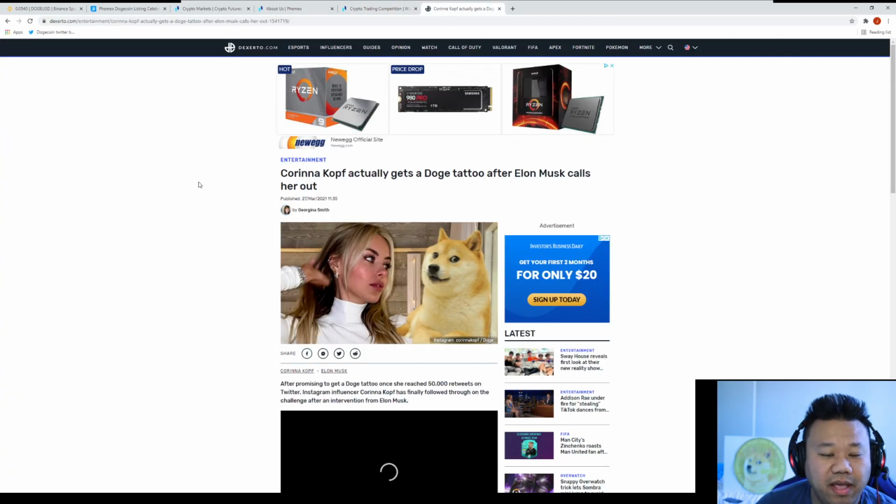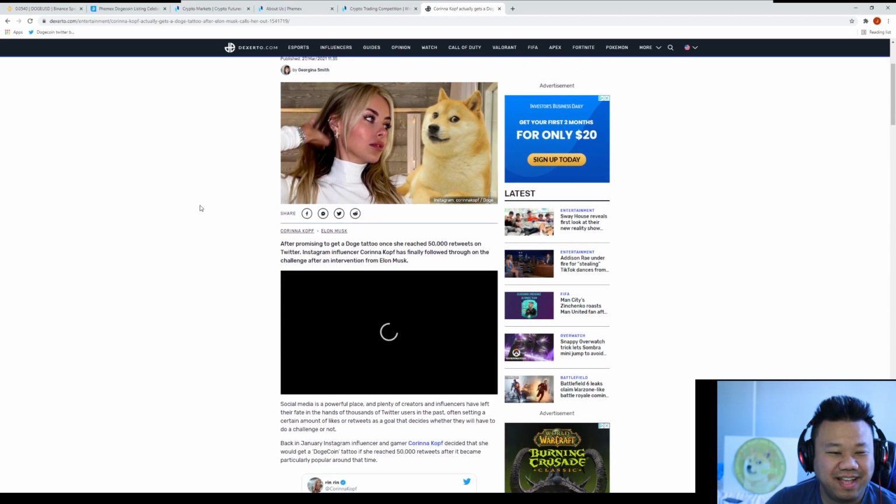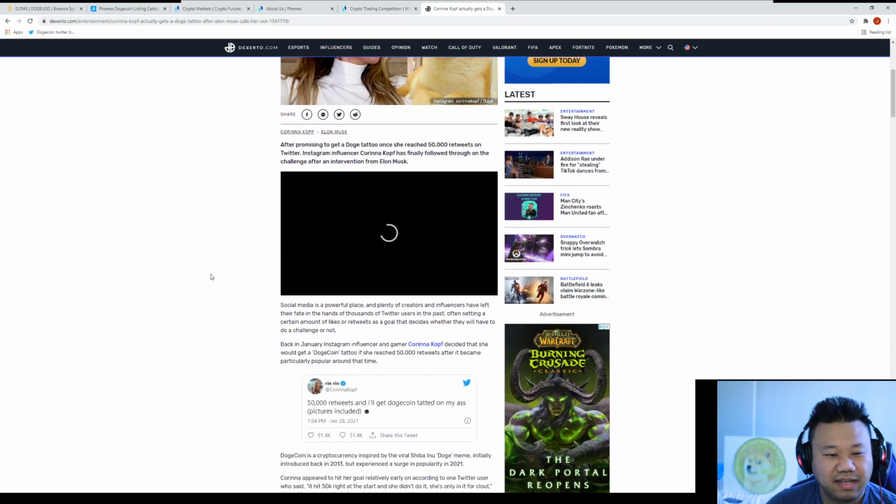Let's see here. Okay. One more thing to note is that Corinna Kopf actually gets a tattoo after Elon Musk calls her out. This was an article written yesterday, I thought it was pretty interesting, actually. After promising to get a Doge tattoo once she reached 50,000 retweets on Twitter, Instagram influencer Corinna Kopf has finally followed through on the challenge after an intervention from Elon Musk. Okay, Elon Musk, our boy here, taking care of business. I like that. All right.